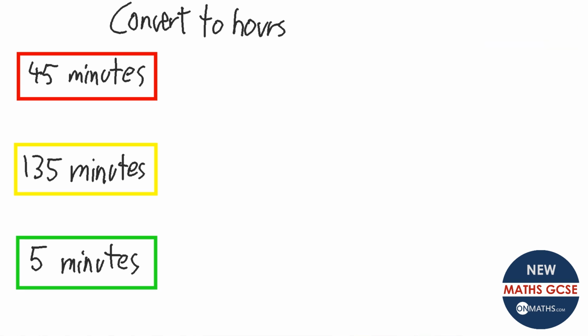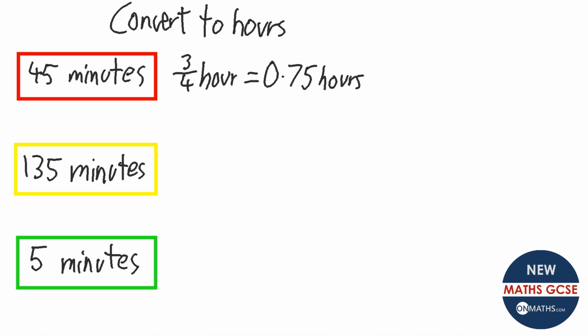So this first one, 45 minutes, we say 3/4 of an hour. If you think about it, a quarter of an hour is 15, and 45 is 3 lots of 15. So that's just going to be 3/4 of an hour, or you can write 0.75 hours.